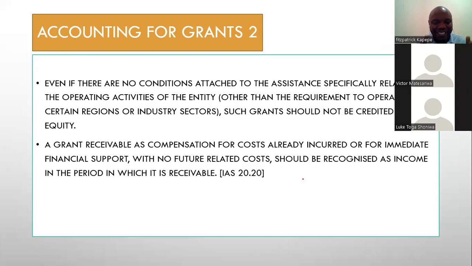A grant receivable as compensation for costs already incurred or for immediate financial support with no future-related costs should be recognized as income in the period in which it is receivable, because there are no costs attached, there is no project, all these things are already passed. So regard it as just income, it's a present.